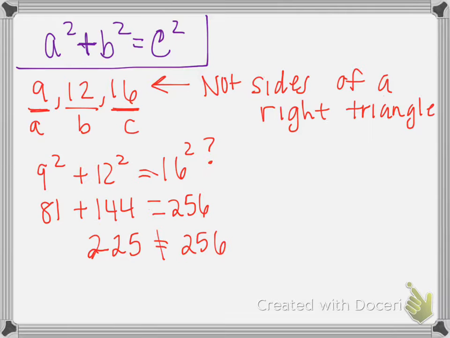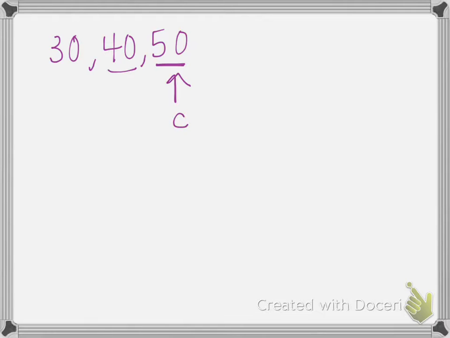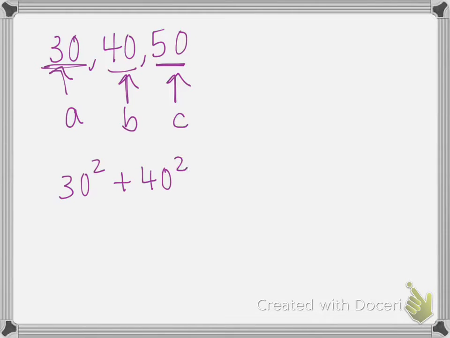Likewise, if I show you another example, say we have the numbers 30, 40, and 50. I want to know if these will form a right triangle. C is the longest side, so that's C. We could say this one's B and 30 as A. I want to prove, does 30 squared plus 40 squared equal 50 squared?